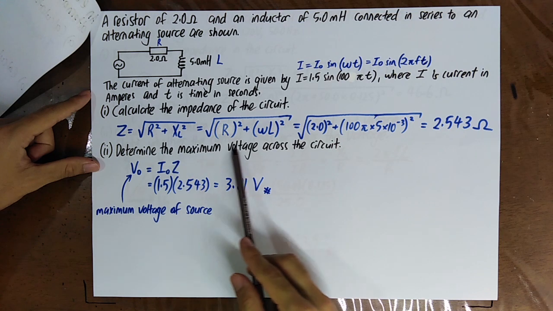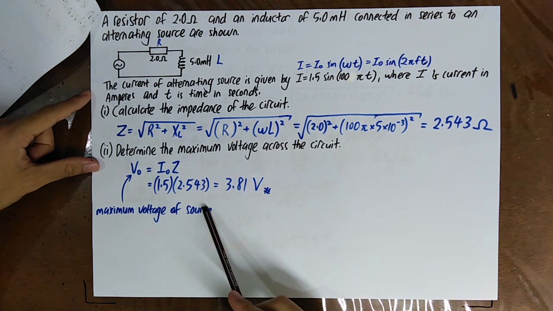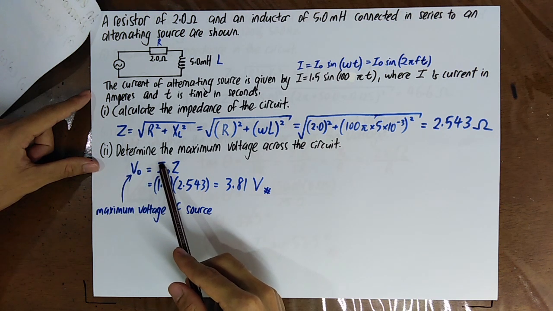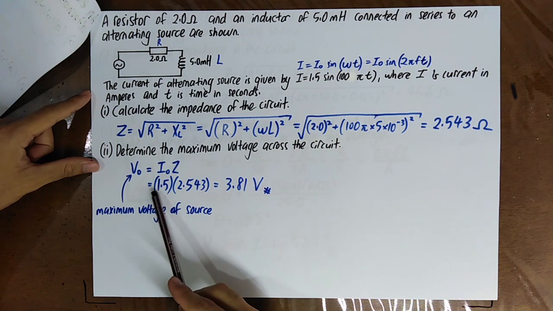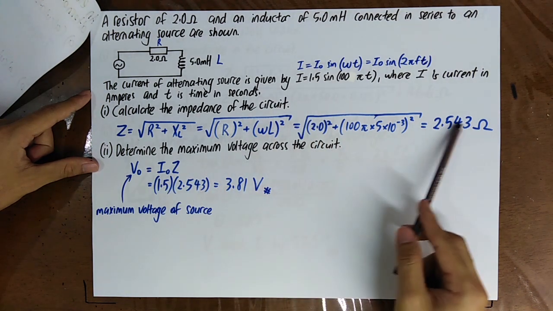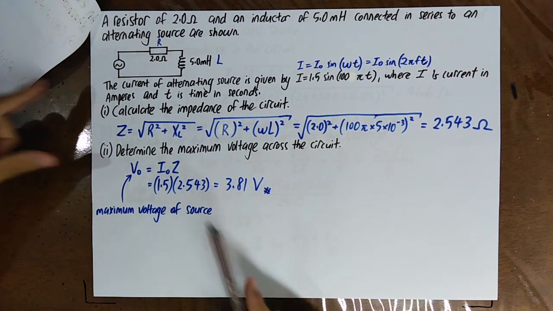Please determine the maximum voltage across the circuit. Maximum voltage of the source is equal to I0 times Z. And then the I0 is 1.5 ampere, Z is this one. Okay, so you can get the maximum voltage of the source.